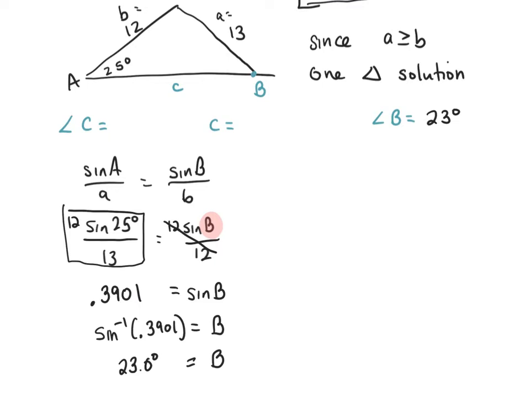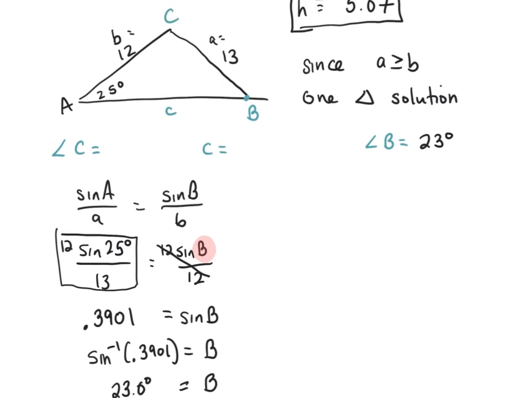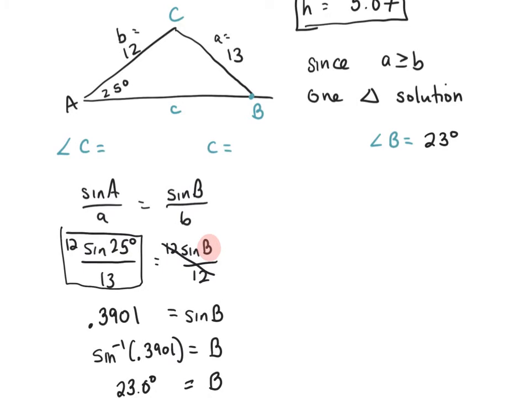So now, since we have two of the three angles, we can actually find angle C really easily. Because remember, since this is now 23, I know angle C is just 180. The measure of angle C is 180 minus 25 minus 23, which is 132. So now I have all the angles. So now my goal is, well, let's find that other side.